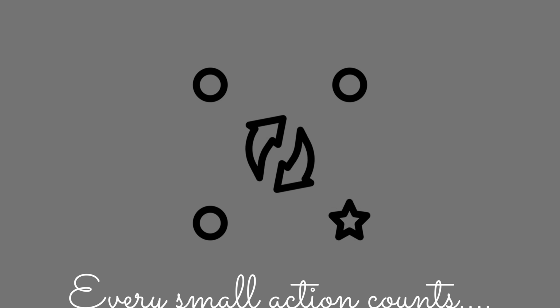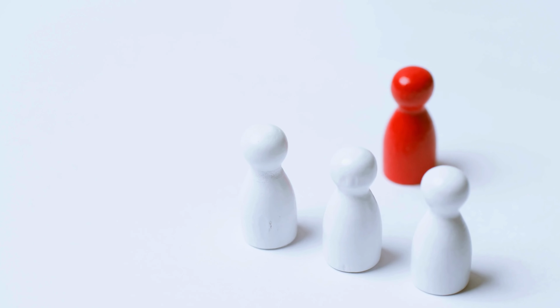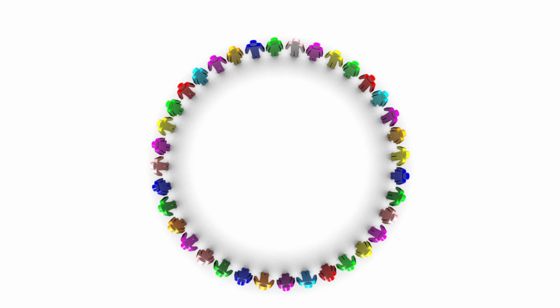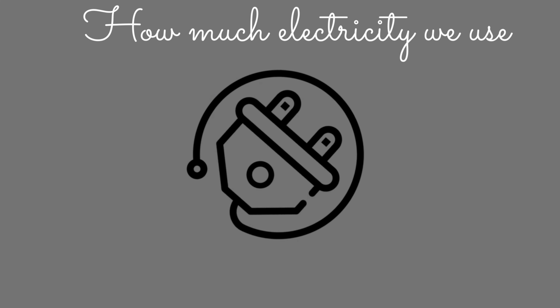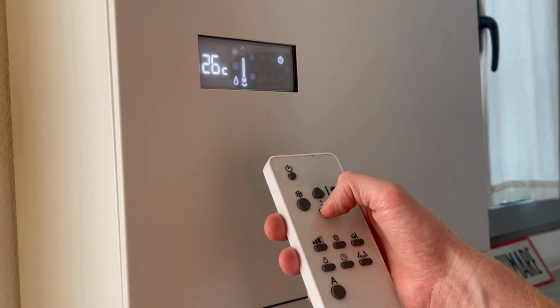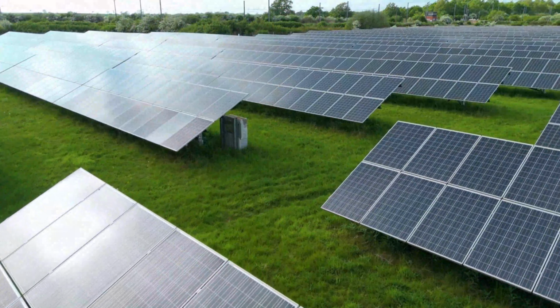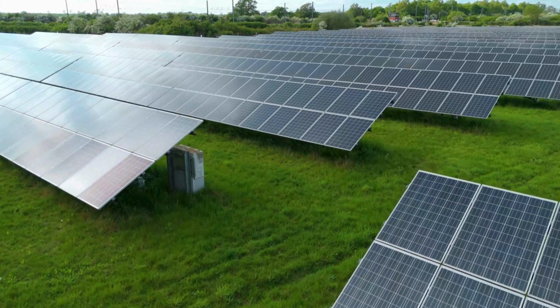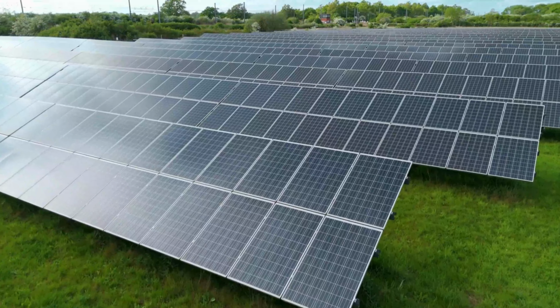The truth is, every small action counts. As individuals and as a community, we can take action. Together, we have the power to protect and restore our planet. The first thing we can do as individuals is to be mindful of how much electricity we use. Turn off lights and appliances when they're not needed, and try using energy-efficient devices. Whenever possible, switch to renewable energy sources like solar or wind power. They're clean, sustainable, and help reduce our carbon footprint.